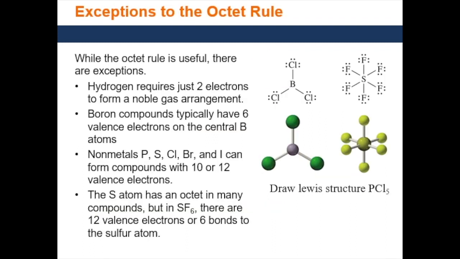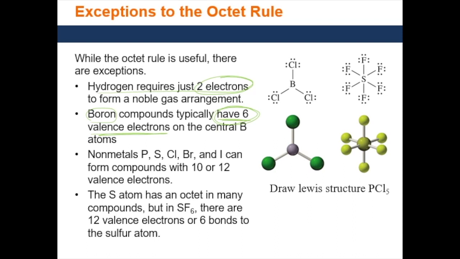Now, there are some exceptions to this octet rule. I've already told you those exceptions, but we can go through it again. Hydrogen only requires 2 electrons. It does not need 8 electrons in total. Boron usually has 6 valence electrons on its central atom, and boron is happy with having only 6 electrons.